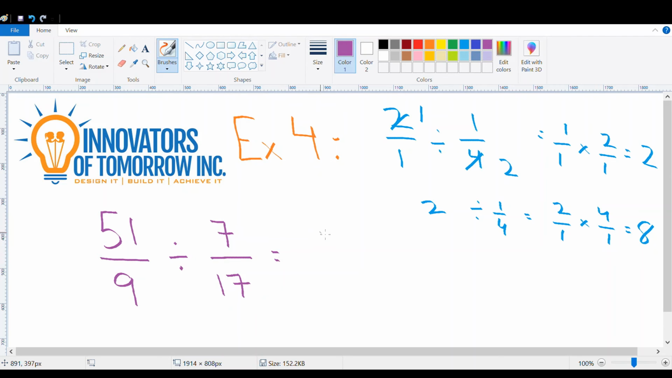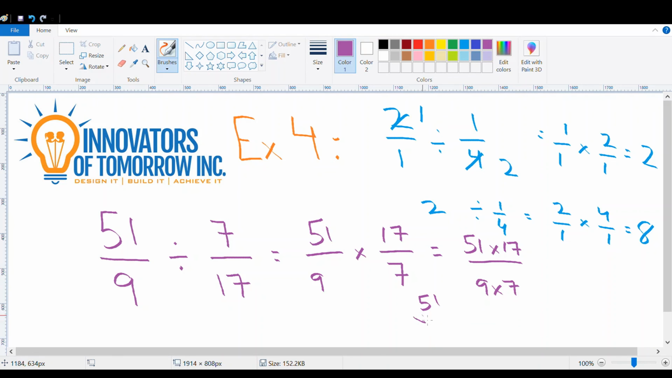So let's do that first. 51 over 9 times 17 over 7 now. And we check if we can reduce the expression, and we cannot. So we have to employ our multiplication skills we learned from the previous lessons. So 51 times 17 as the numerator, 9 times 7 as the denominator. 51 times 17. Here we get 867 over 63 as our final answer.